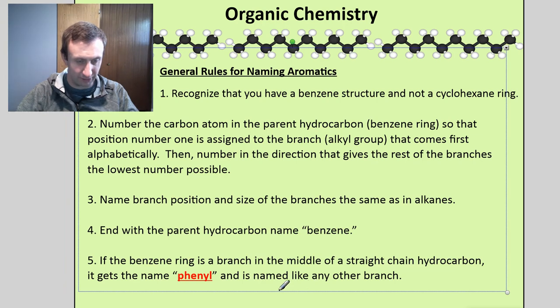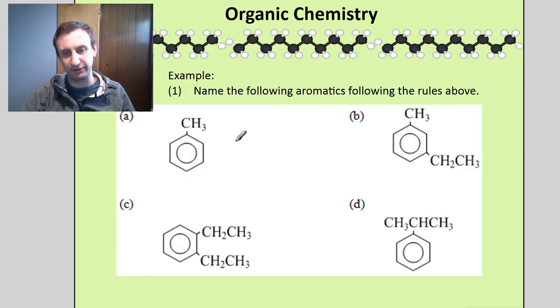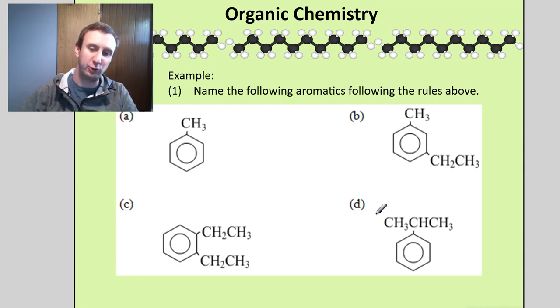I'll show you an example in a bit. Benzene as a branch has the branch name of phenyl, P-H-E-N-Y-L. And it's named like any other branch, okay, but it is phenyl. You're going to see an example of that when we get to D.